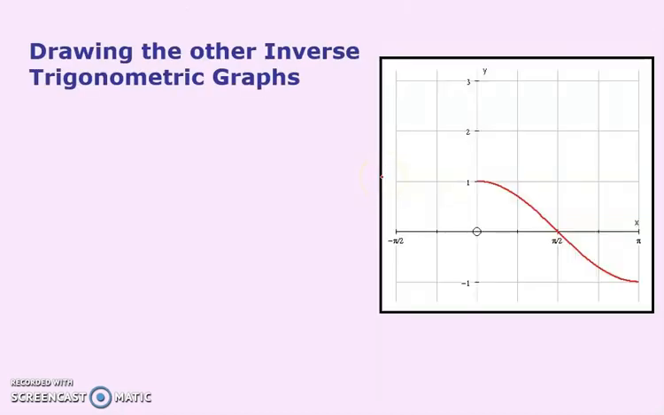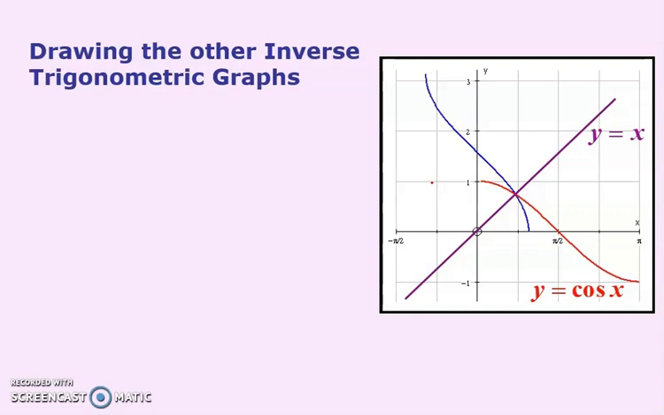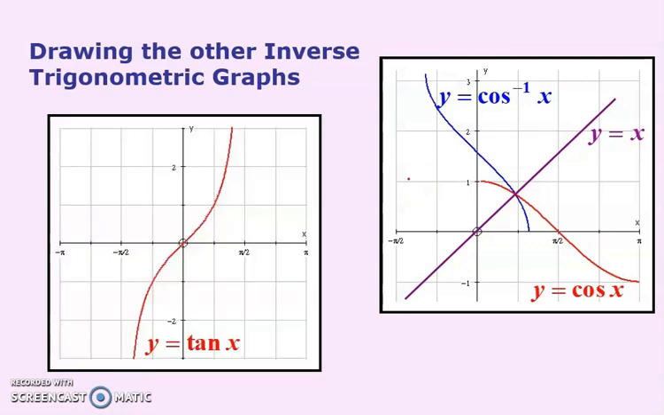Drawing some other ones, you can do a similar trick with the cosine graph. You may recall the cosine graph actually looks like this. I don't think I've drawn that very well, but you get the idea. But given that that is not one to one, what we do is we restrict it to this. And when we draw the line of reflection, the line y equals x, it becomes that. And that is the graph that we are meant to know as inverse cos of x. So having to restrict the graph to a certain domain is a bit weird, but it's what we have to do.